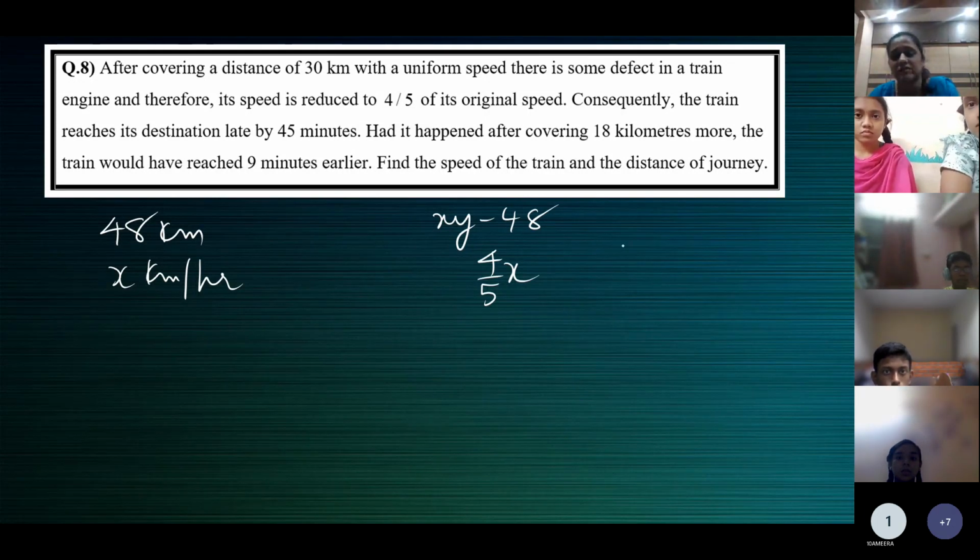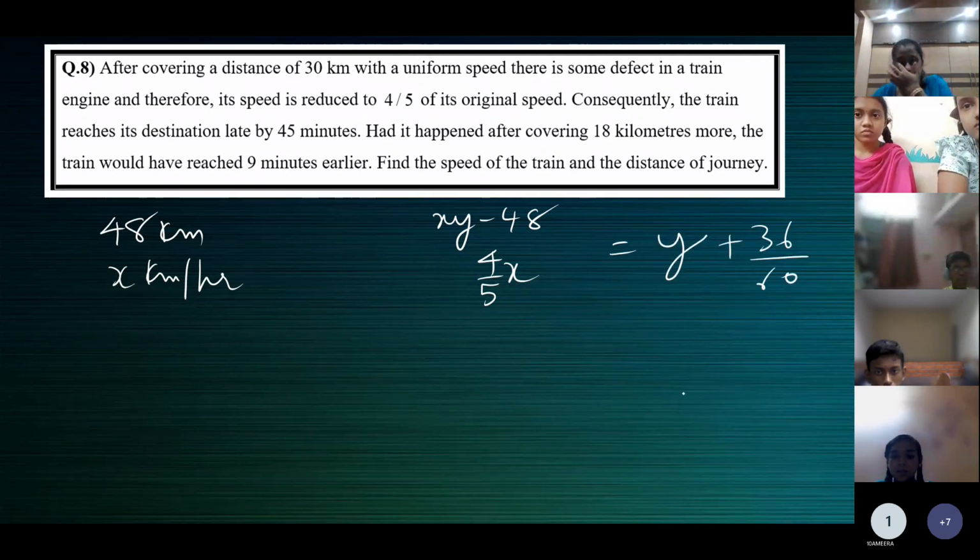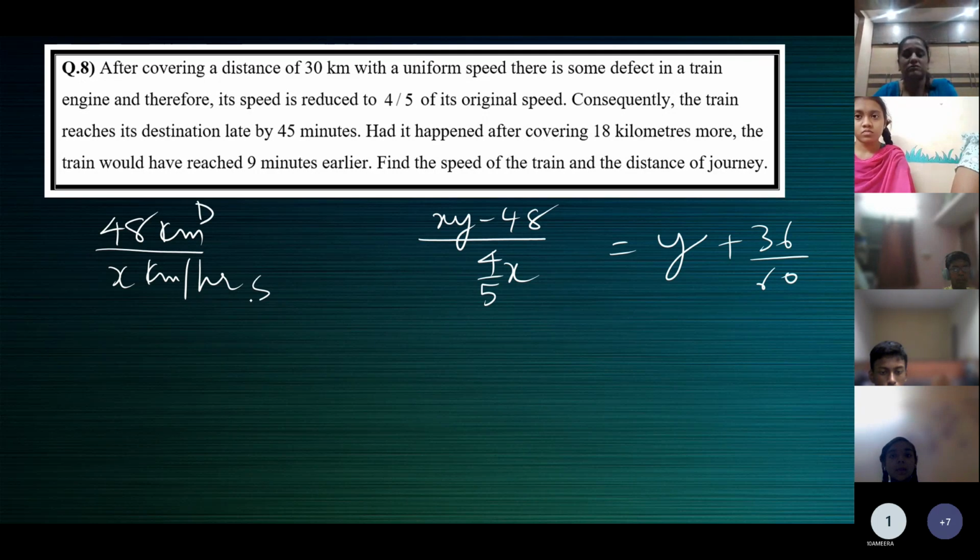So the total time taken in the second case is the actual time y plus 36 minutes. 36 by 60, because you need to convert it to hours. And construct the equation the way we did in case 1. Time taken to cover the, just divide. This will be time taken. Distance by speed is the time taken.